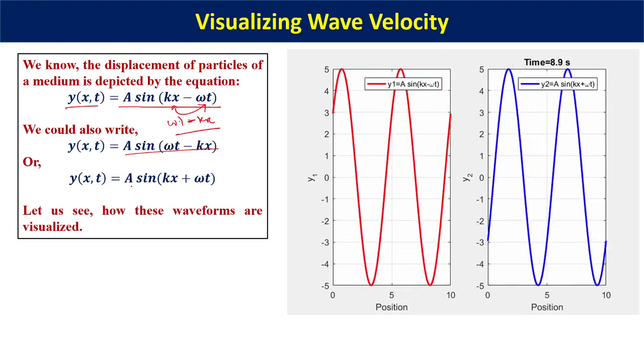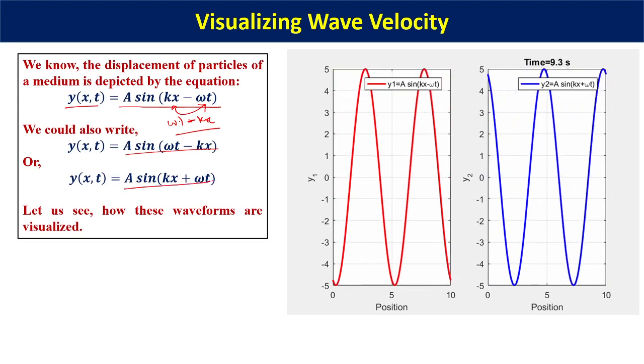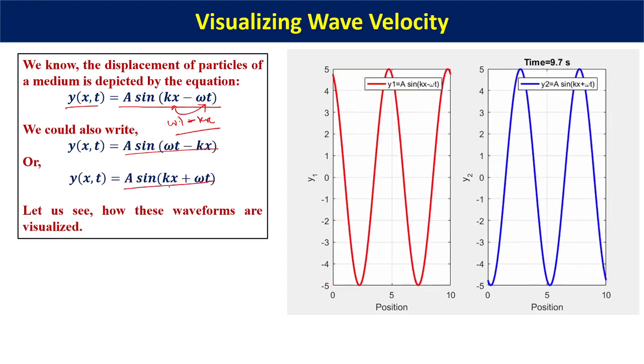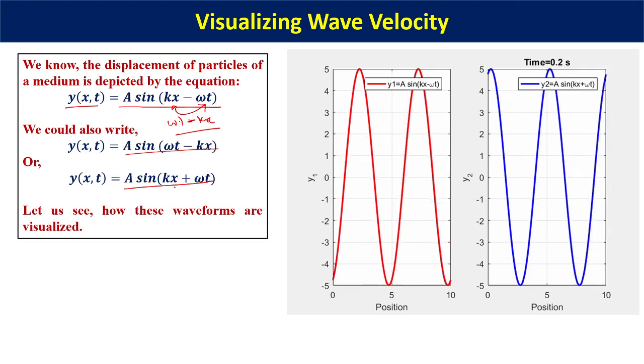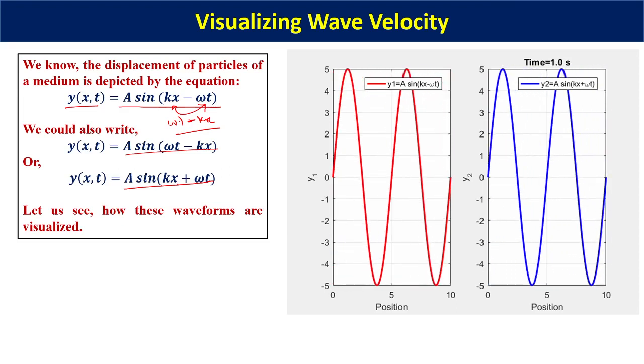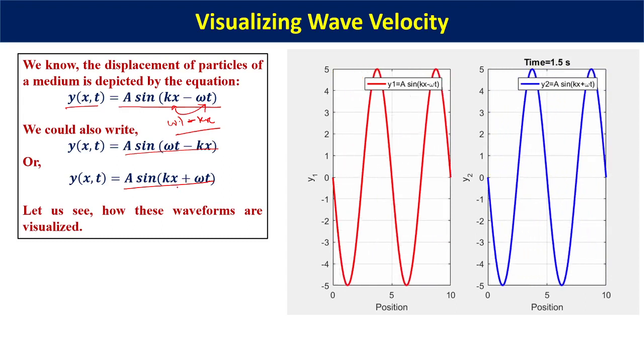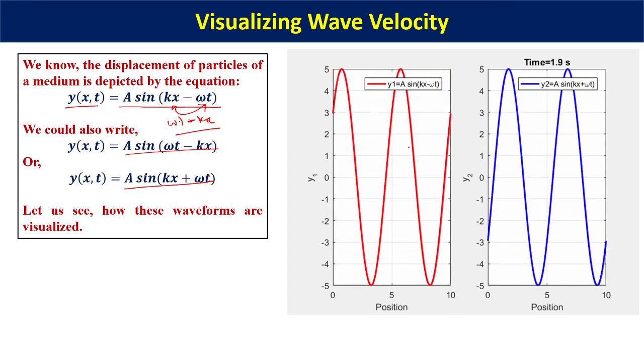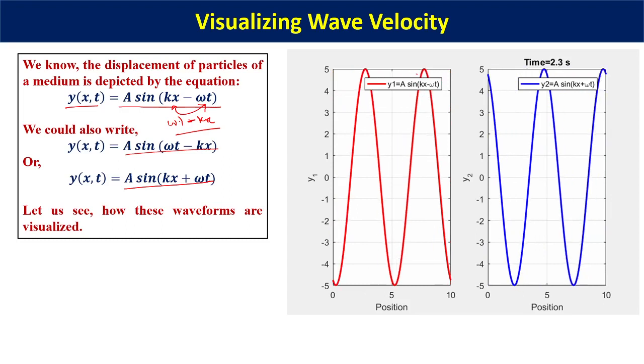Similarly, I could write y is equal to a sine of omega t plus kx, or kx plus omega t. So these are different possibilities of writing the solution to the wave equation. How visually are they different? Let us see it. So please note these waveforms.